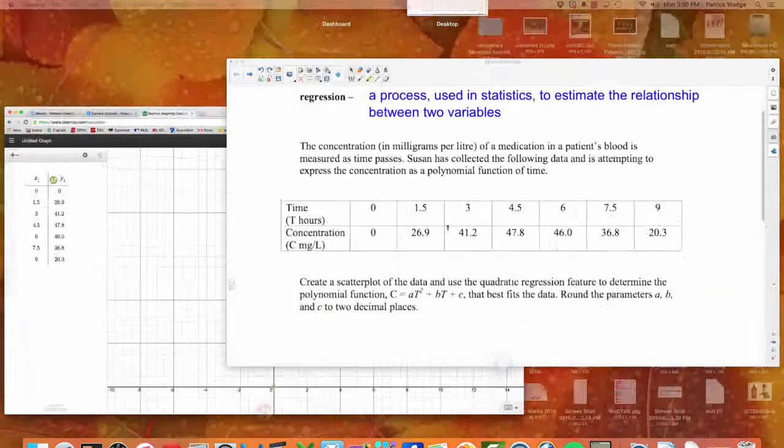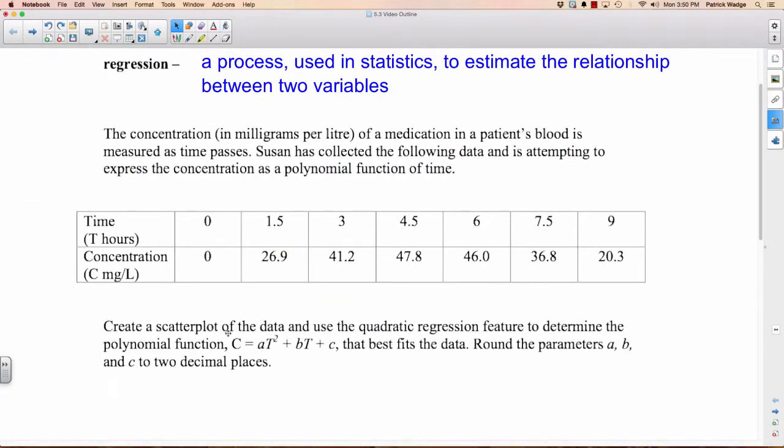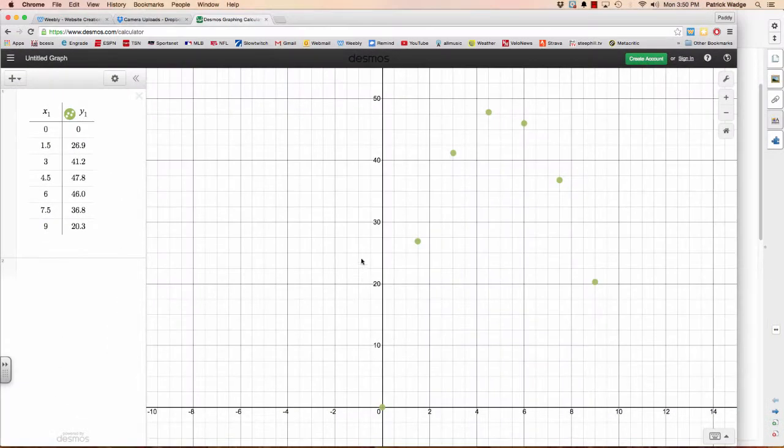And what the question again wants us to do is to create a scatter plot, which we've done, and use a quadratic regression feature to determine the polynomial function. So if you look at this, doesn't this look like a quadratic? This looks like a parabola, doesn't it? An upside down parabola. So that tells us it's probably quadratic.